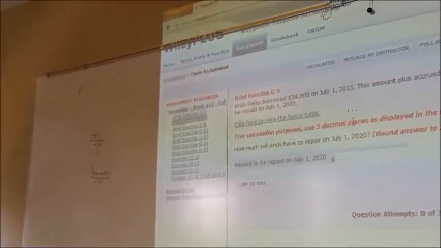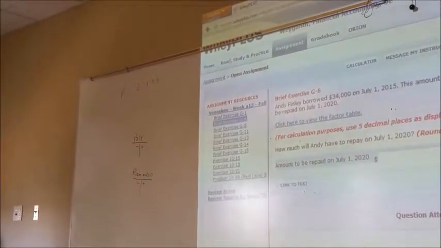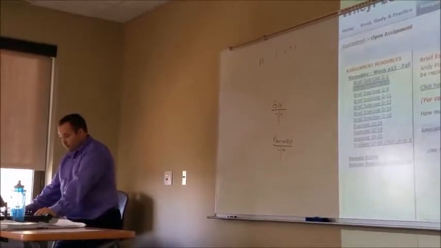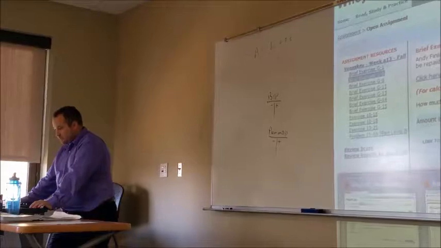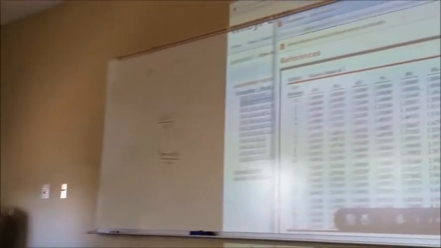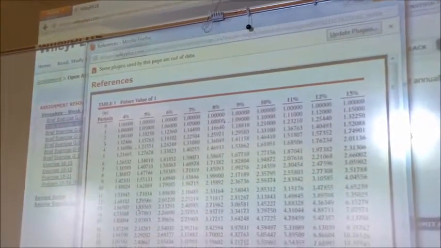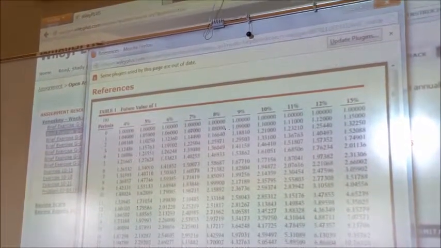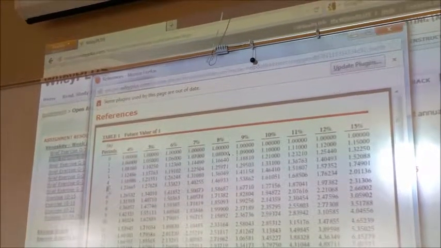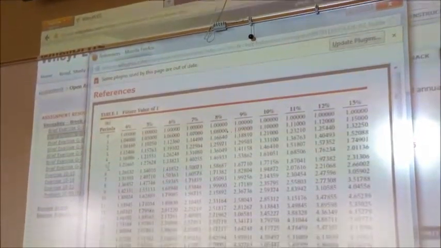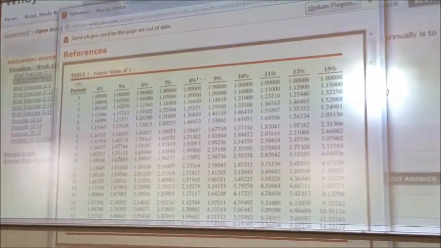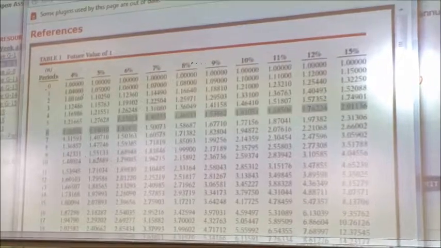So what chart am I going to use? Future value of a dollar? Why? What's your reasoning? Because it's a lump sum that we're paying back. And why future value? Because we want to know what we're going to have to pay back in the future, not the present value of it. And this is over 5 years. And it told us the rate is 6% compounded annually, so there's nothing I have to do with that.